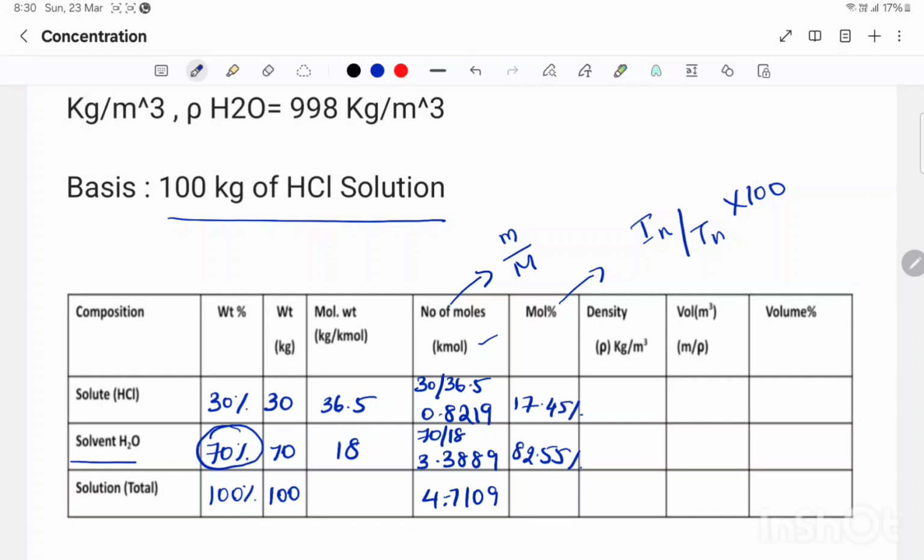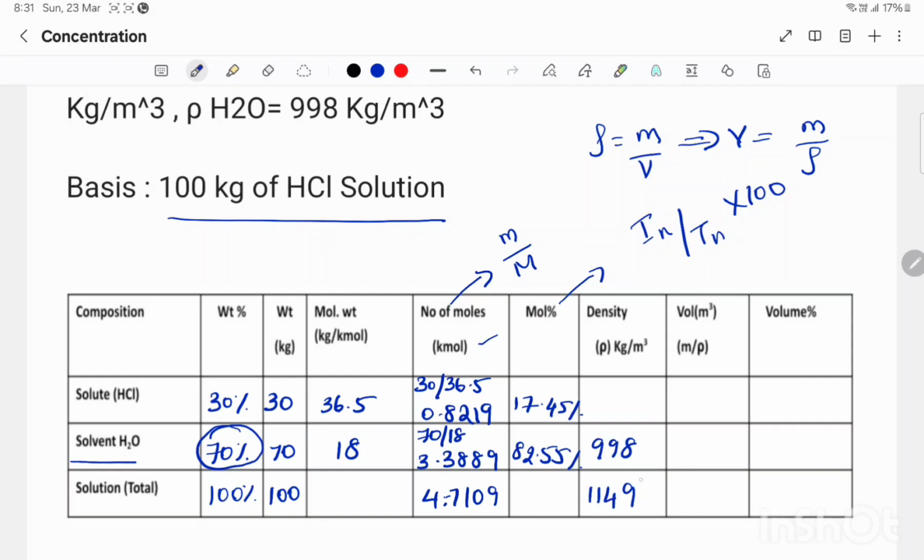So we know the formula, density is equal to mass by volume. So density value is given. From this we can calculate what is volume. Volume is equal to mass by density. Density of the solvent and solution is given in the problem as density of the solution is 1149 kg per meter cube and density of the water is 998 kg per meter cube. So from this we can calculate the volume of solvent and solution.